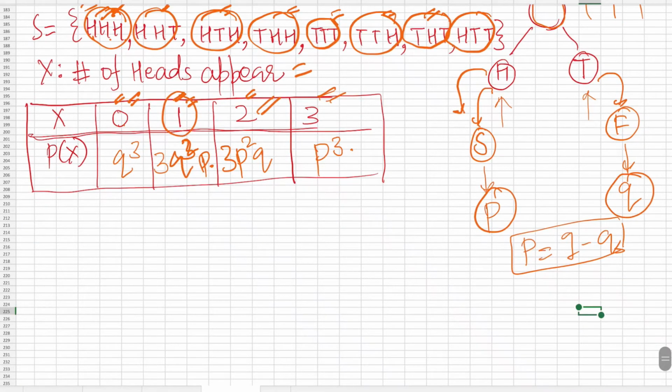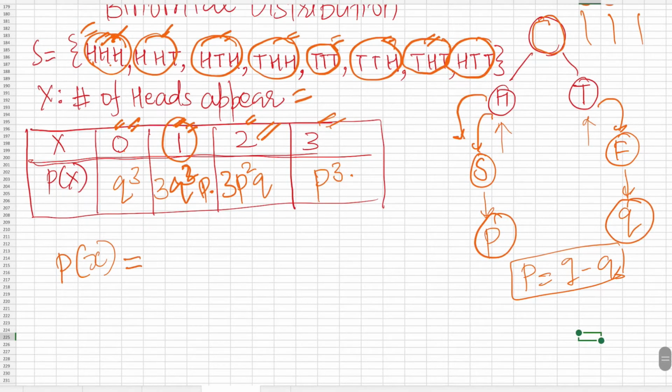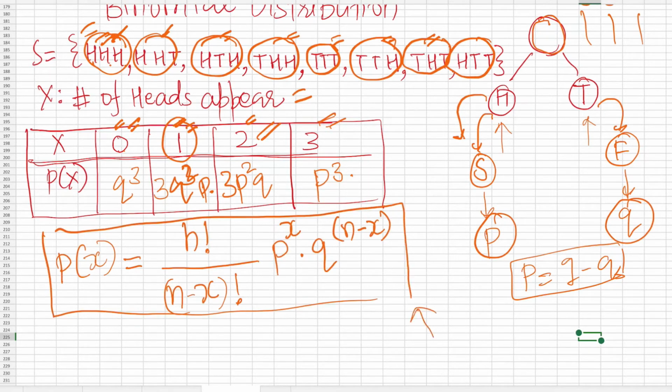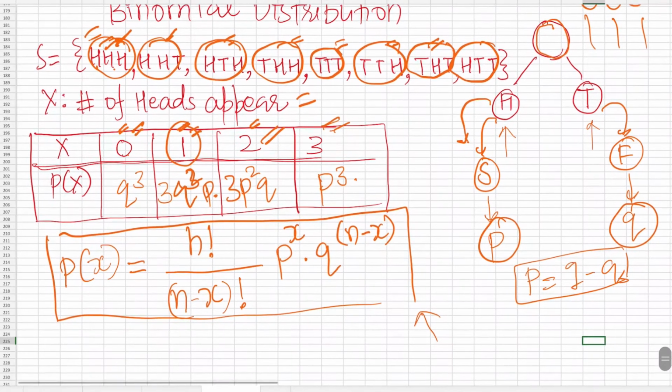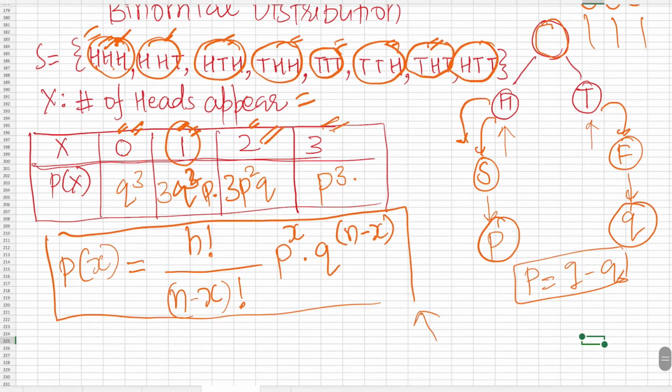When we go deeper, we find how we can calculate the probability of any x in the experiment. This was the formula we got, and we call it the binomial distribution. If you don't know how we implemented this formula, just go to our last video and you will find the explanation. Let's begin with the further study of this binomial distribution.